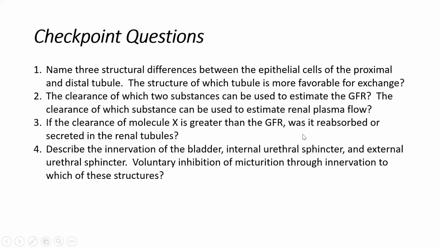All right, so these are the checkpoints we sort of skipped right over. I'm gonna just go through these one by one. So the first one: name 3 structural differences between the epithelial cells of the proximal and distal tubule. And then, the structure of which tubule is more favorable for exchange.